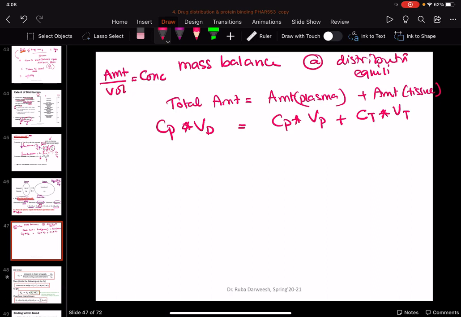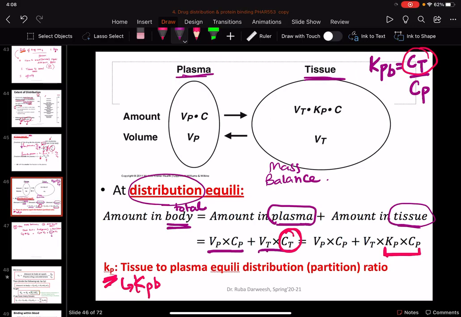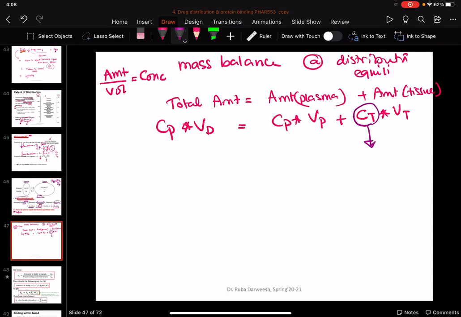If we substitute this with what I just mentioned here as the partition ratio or affinity ratio or distribution equilibrium ratio multiplied by VT. Let's use different colors. 1 second.